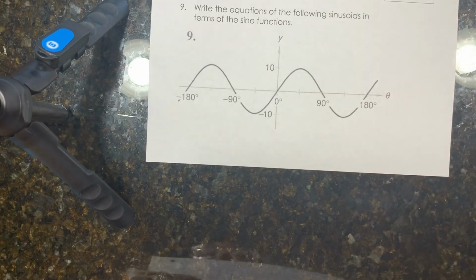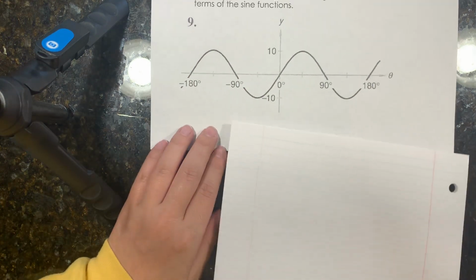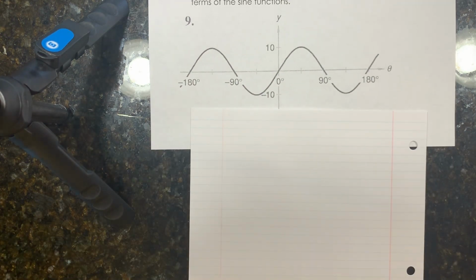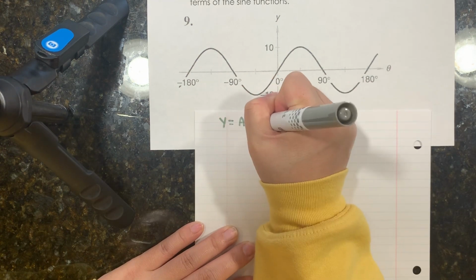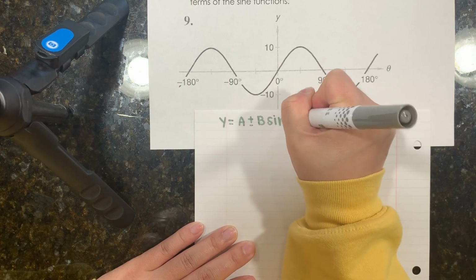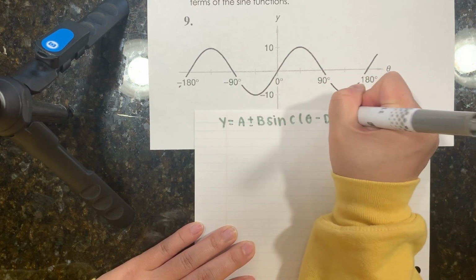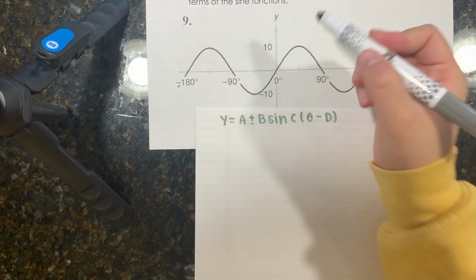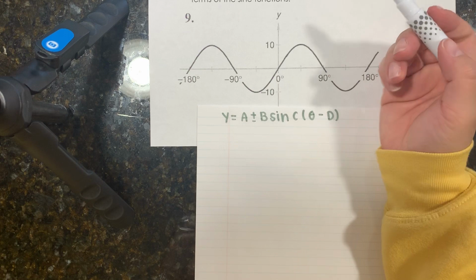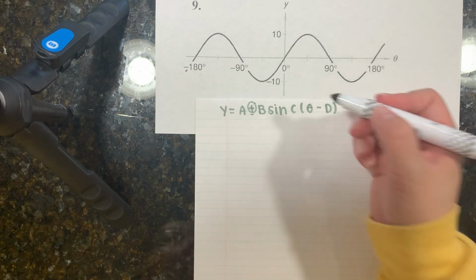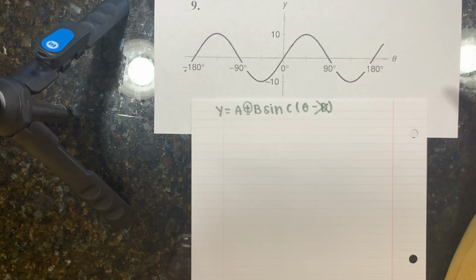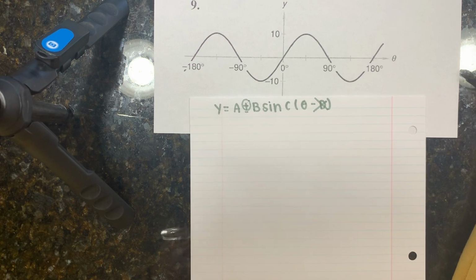Now we're going to move on and look at number 9. So number 9, we are asked to write this in terms of a sine function as well. So again, we're going to use the equation y is equal to a plus or minus b sine c of theta minus d. Now, if I look at this function, it already passes through the origin in a positive direction. It slopes up from left to right. So I already know that this is a positive sine function. And that means that there's not going to be a phase shift because it's already passing through 0 degrees. So it already looks like a sine function, so therefore there's no phase shift.